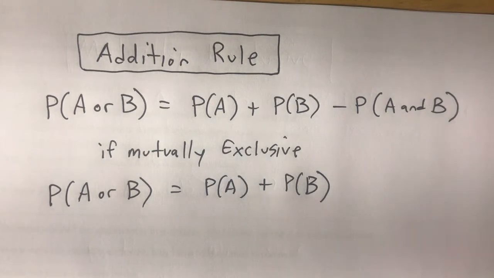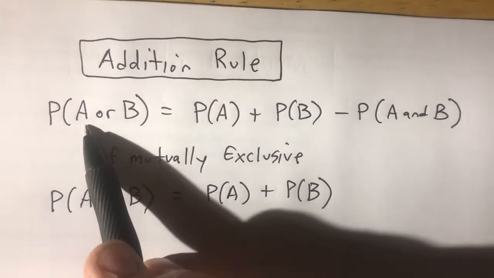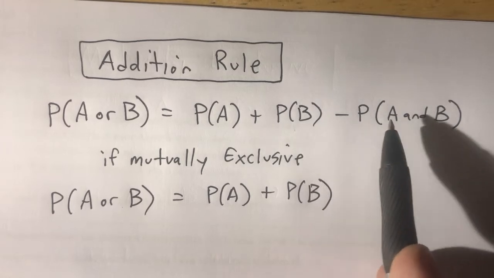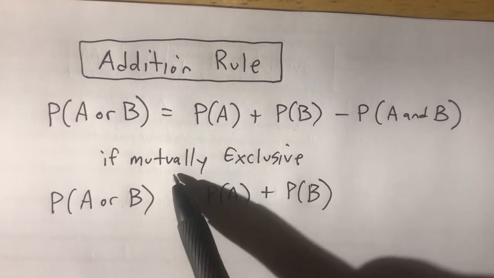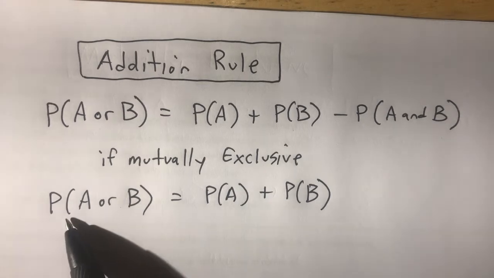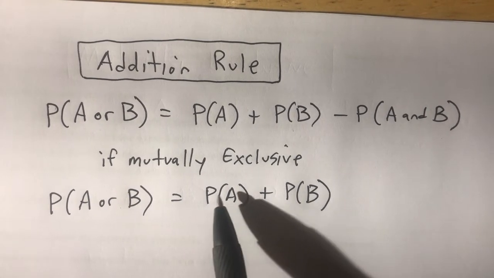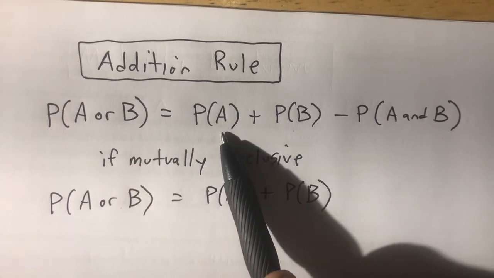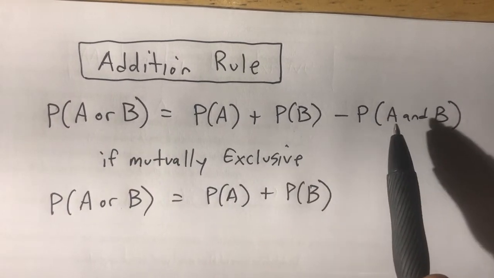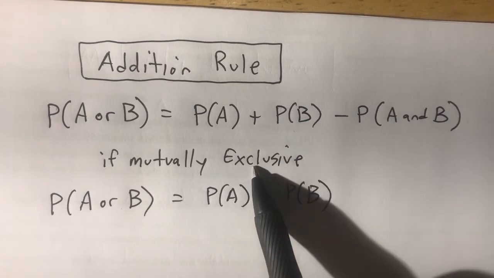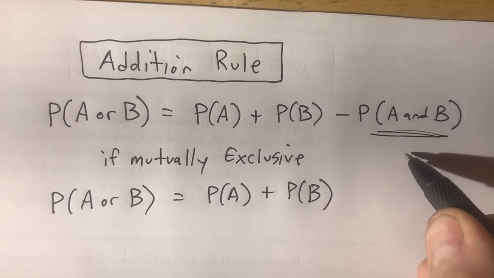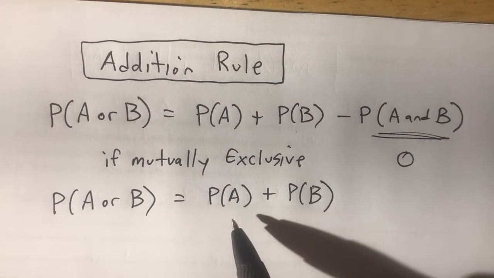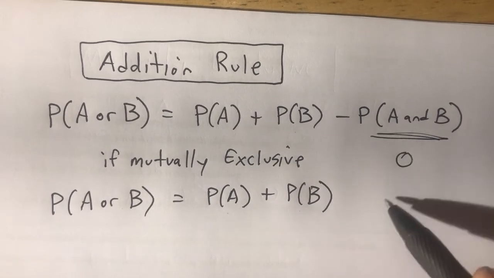Okay, the addition rule is simply this right here. The probability of A or B is going to be the probability of A plus the probability of B minus the intersection. But if they're mutually exclusive, it's just the probability of A plus the probability of B. So the probability of A or B is the probability of A plus the probability of B minus the probability of A and B. But if they're mutually exclusive, this right here is 0, so that doesn't matter.